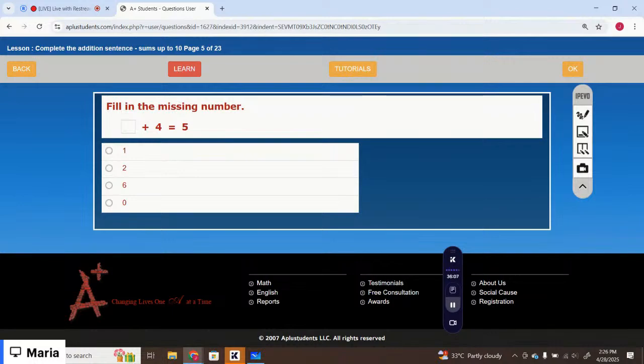Fill in the missing number. 4 plus what number equals 9? 5. 4 plus 1 equals 5. Option number 1 is the correct option. That is 4 plus 1, that makes 5.